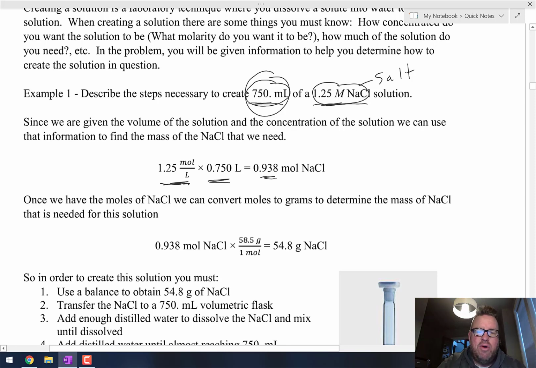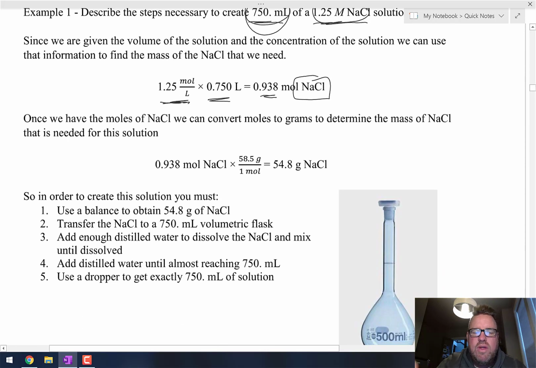Now that we have the moles, we can convert those moles to grams using the molar mass of sodium chloride. In this case, we've got 0.938 moles of NaCl. We go to the periodic table. The molar mass of sodium chloride is 58.5 grams per mole. We take 0.938 and multiply by 58.5 and get 54.8 grams of NaCl.